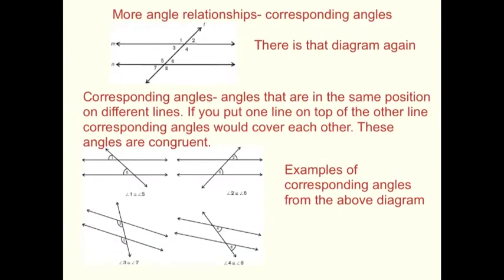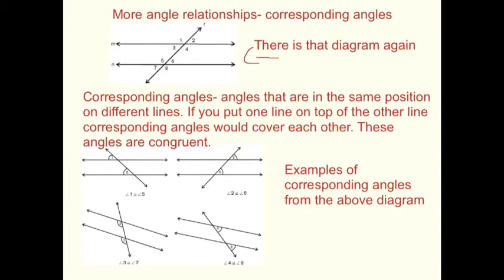The third type of angle relationship that we're going to talk about is corresponding angles. Our favorite diagram. Corresponding angles are the angles that correspond to each other, hence the name corresponding. And what that means is if I picked line M off the page and I put it on top of line N, the angles that would overlap each other would be corresponding angles. So corresponding angles have to be one angle on line M and one angle on line N.